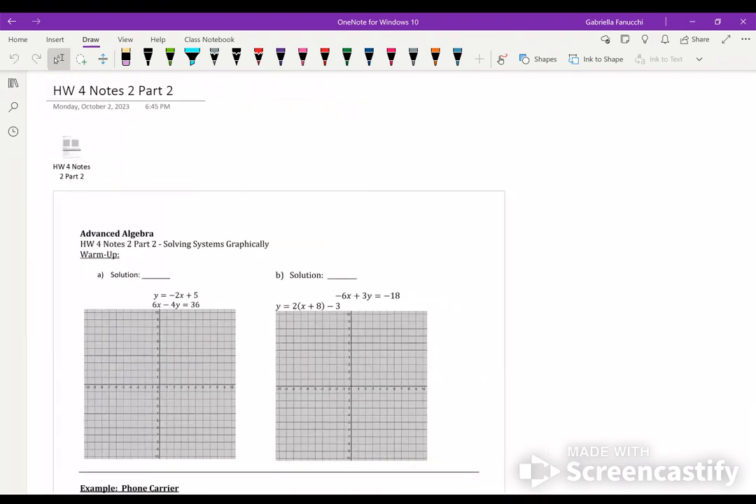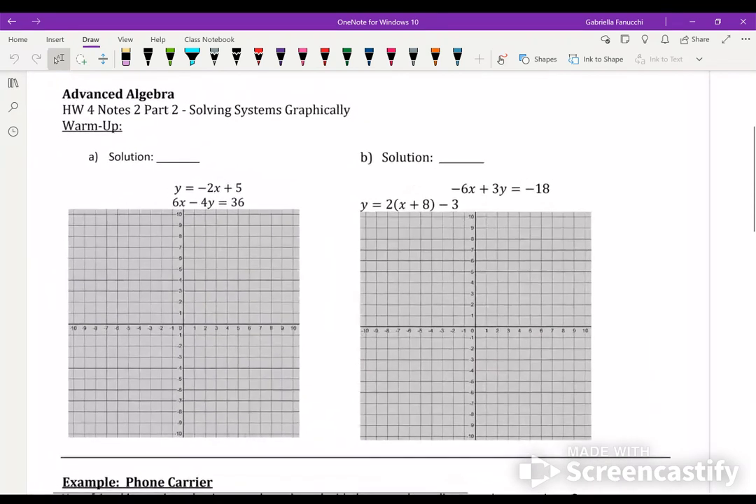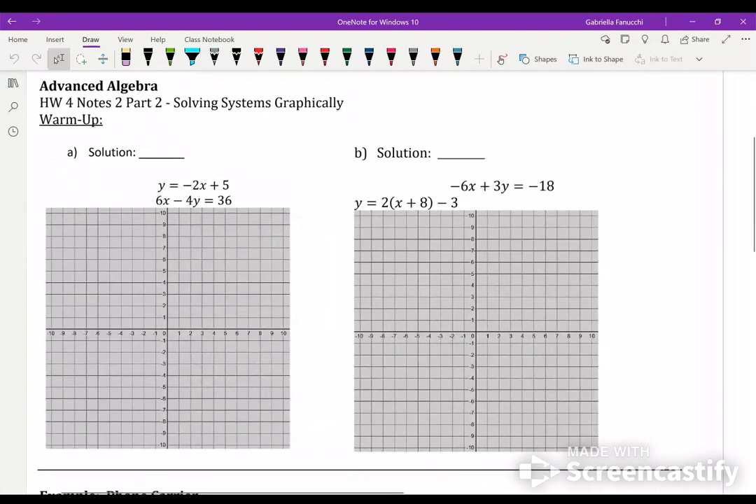So part 2, notes, homework 4, notes 2, part 2. Okay, I'm going to go ahead and skip the warm-up for time, but you should do the warm-up on your own as well. Okay, so you're just solving by graphing.